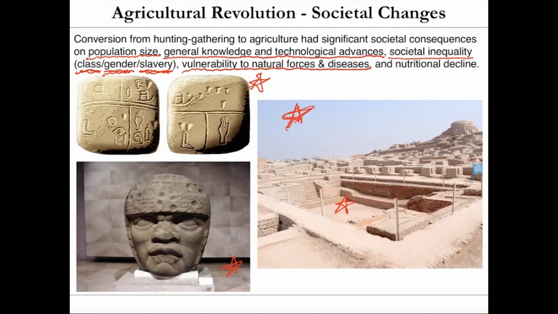Also, diseases at this time. We'll talk about this in a later lecture, but most diseases come from animals that have been domesticated. Almost all the diseases that we deal with on a day-to-day basis or over generations basically jumped species from domestic animals.